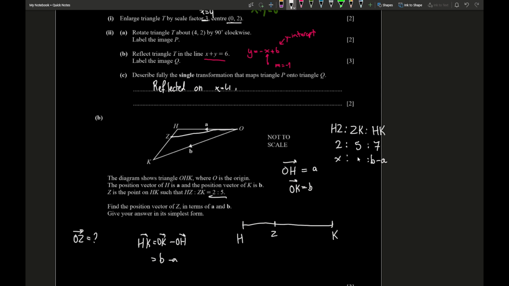If we want to find ZK, it's 5 times B minus A, all divided by 7. We said HZ, the position factor, is equal to 2 times (B minus A) divided by 7, and ZK is equal to 5 times (B minus A) divided by 7 as well. Okay, back to the question.